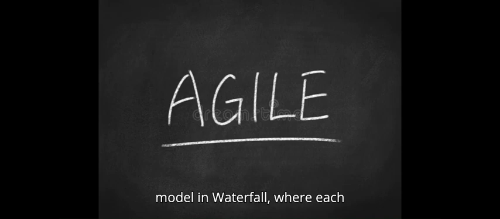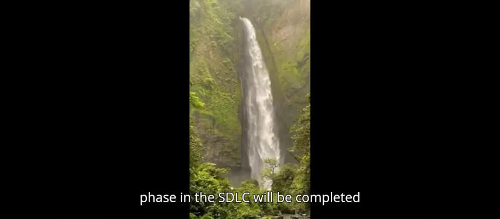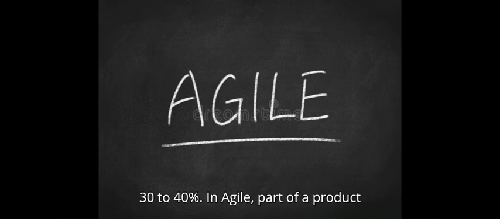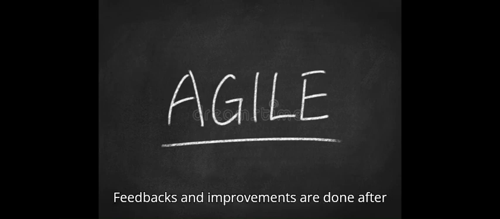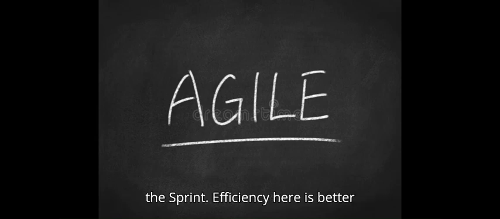In waterfall, each phase in the SDLC will be completed before moving to the next. Efficiency here is less, assume it around 30 to 40%. In agile, part of a product will be delivered before the sprint ends, and feedback and improvements are done after the sprint. Efficiency here is better when compared to the waterfall model, assume it around 60 to 70%.